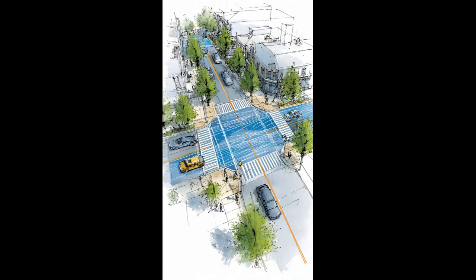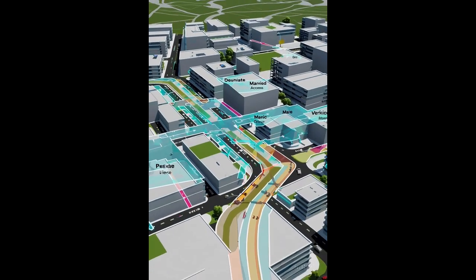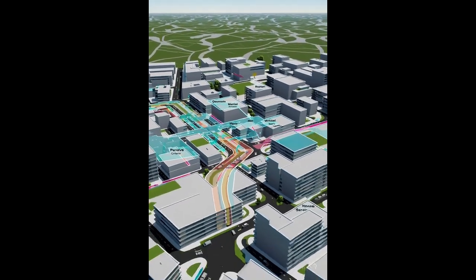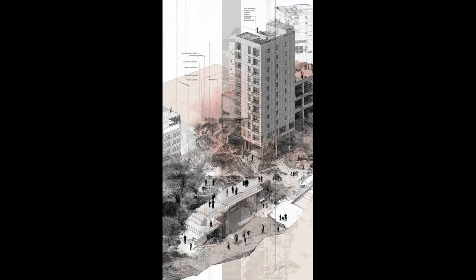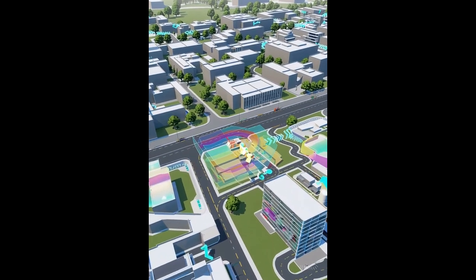Access analysis considers pedestrian, vehicular, and service movement. Clear entry hierarchy ensures intuitive navigation and safety. Separation of public, private, and service access improves functionality. Context analysis studies surrounding buildings, topography, views, noise, and cultural patterns. The new building must respond to its environment rather than ignore it. Scale, height, and alignment play key roles.